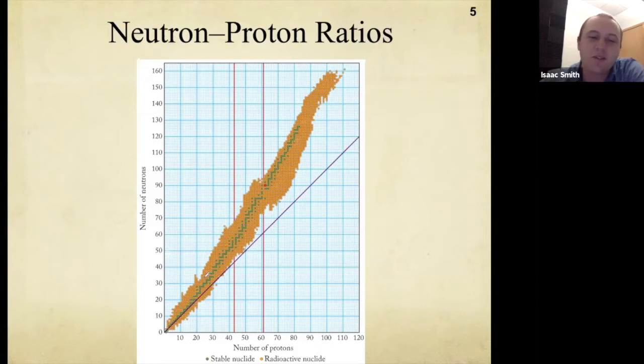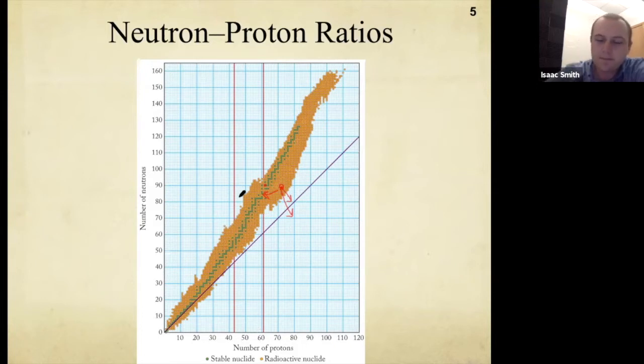But then as you get bigger and bigger, you start needing a higher neutron to proton ratio in order to have a stable nucleus. If the atom is sitting out here, so it's off the ratio a little bit, it's going to be spitting out radioactive particles. The nucleus is unstable, and it does that so it can move back into the more stable area on this graph. And so that's kind of why it's happening.